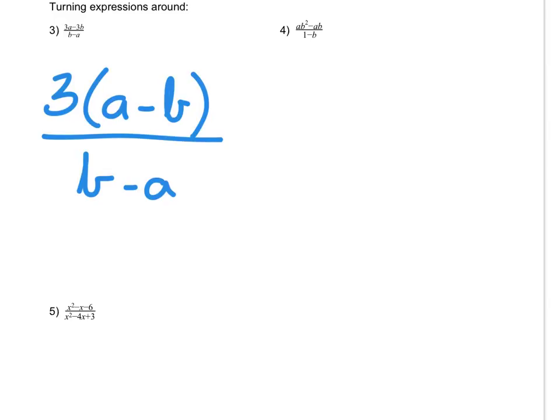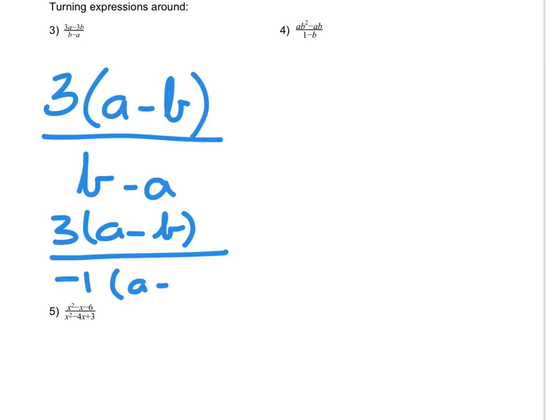All right, so what we can do now is we can write the B minus A on the bottom as minus 1 times A minus B. So it's 3 times A minus B over minus 1 times A minus B, because minus 1 times A minus B is B minus A. And now look, we cancel. And what are we left with? 3 over minus 1, which is minus 3.